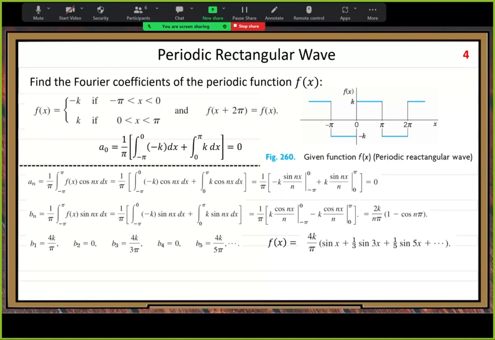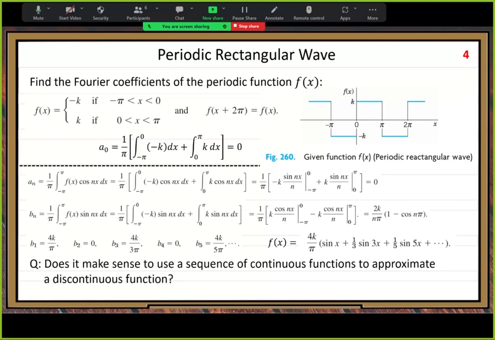So we want to see that question: does it make sense to use a sequence of continuous functions to approximate a discontinuous function? By some people's intuition, they may feel it's not quite right. But actually, when you take the limit, there is a limit process in the summation. When we talk about convergence, you need to make sure the limit exists.